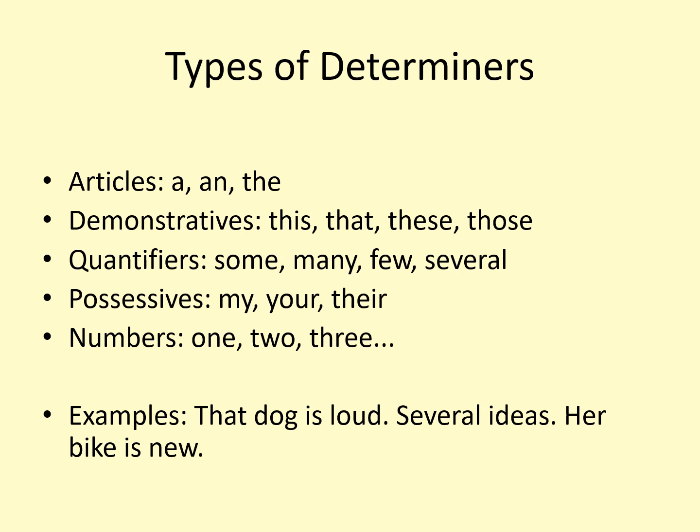Again, we've got lots of different types of determiners. They describe nouns in different ways, and again, it's useful for your students to be able to understand these different types of determiners. So for example, the dog is loud, several ideas, her bike is new, gives us information.